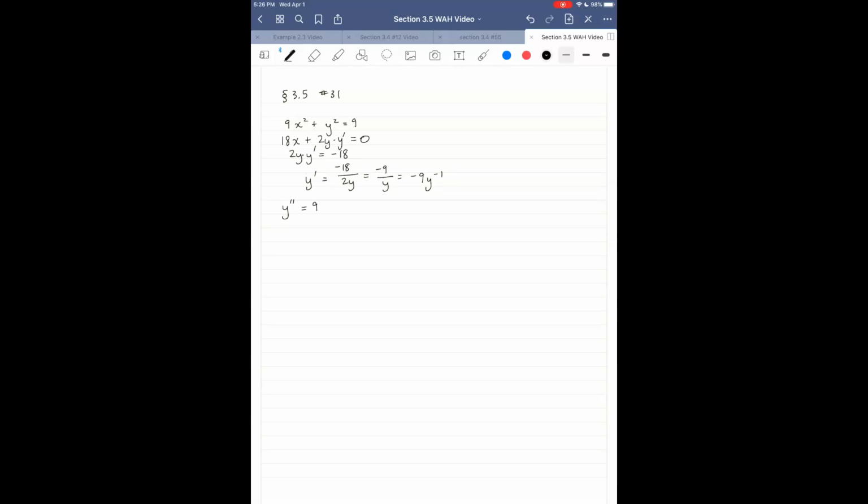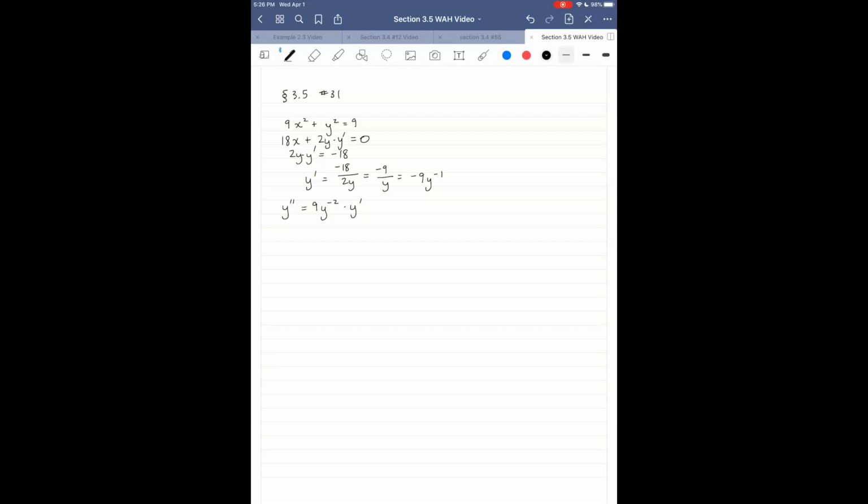So y double prime, again, is the derivative of y prime. I'm going to use the power rule on that, and I'm going to get 9y to the negative 2, but again, I have to multiply that by y prime, right? Remembering that y is a function of x, so I'm really using the chain rule.